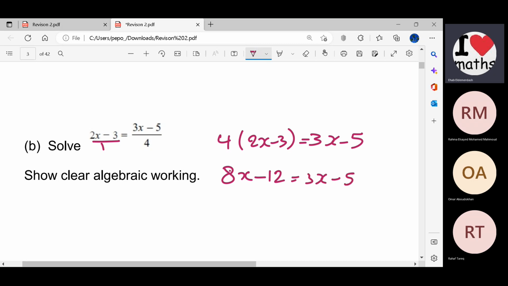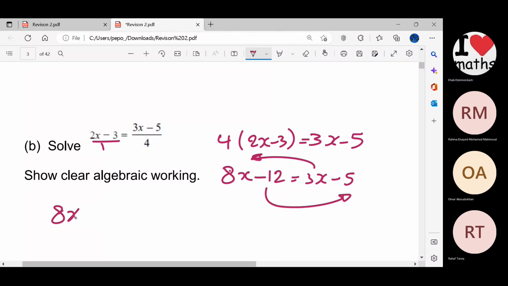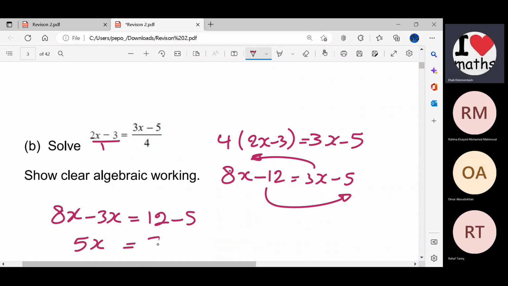What we should do is collect all the x together and all the numbers together. So I will send this 3x to the left and the negative 12 I will send to the right. So what we have: 8x minus 3x equal 12 minus 5. What is the answer? Here it will be 5x is equal to 7 and after that x will be 7 over 5, which is 1.4.